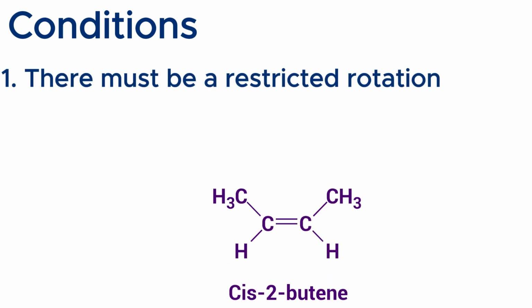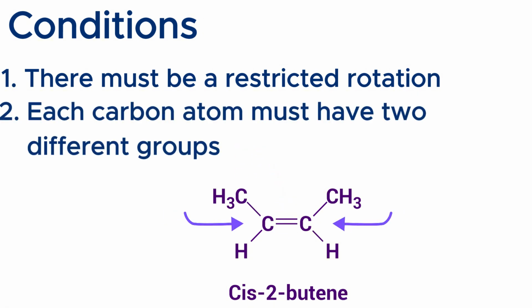For geometric isomerism to occur, two conditions need to be met. There must be restricted rotation, usually because of a double bond or a ring structure. Each carbon atom in that double bond or ring must have two different groups attached to it. If either condition isn't met, you won't get geometric isomers.